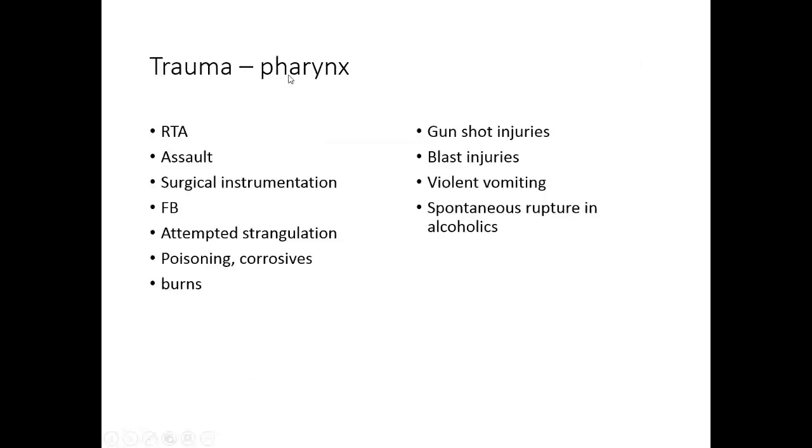Trauma to the pharynx can happen in association with laryngeal trauma or alone. Commonly due to road traffic accidents, assaults, and surgical instrumentation, especially esophagoscopy and attempts to remove a foreign body, attempted strangulation, poisoning with corrosives, and inhalation of fumes, so it can have burns in the throat. Gunshot injuries can damage the pharynx, blast injuries can damage the pharynx, and even violent vomiting, especially in alcoholics, can cause damage to the pharyngeal musculature.